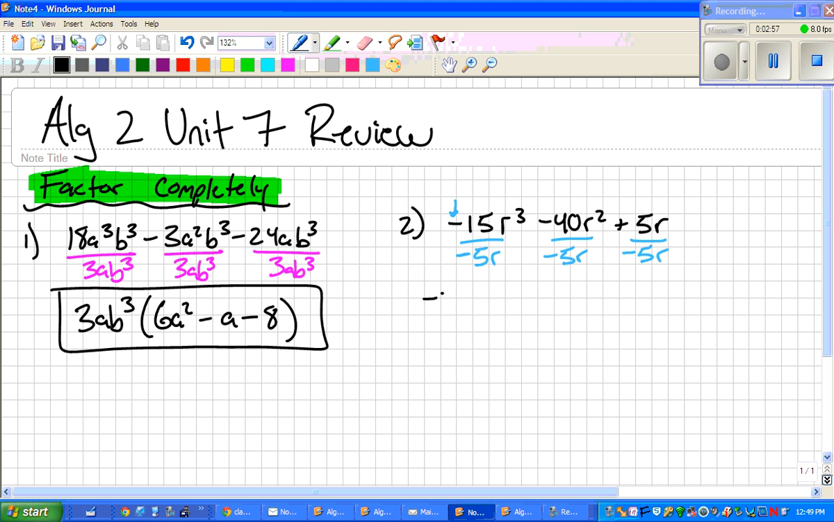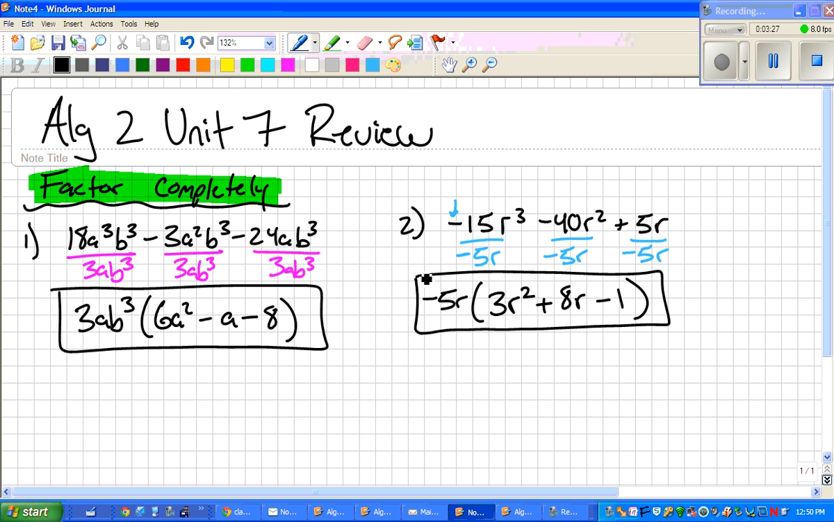Okay, so when we write that, the negative 5r comes out front. Negative divided by negative is positive. 15 divided by 5 is 3. R cubed divided by r is r squared plus 40 divided by 5 is 8r. And then positive 5 divided by negative 5 is negative 1. Okay, we're all done. We're going to put a square around it.